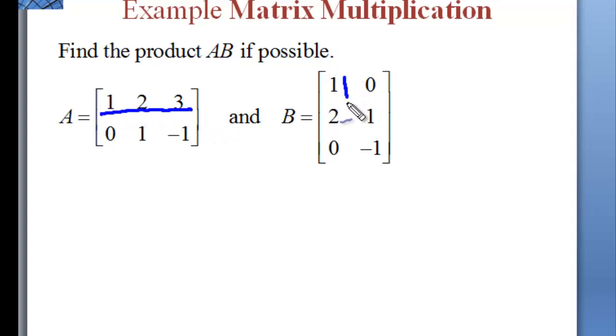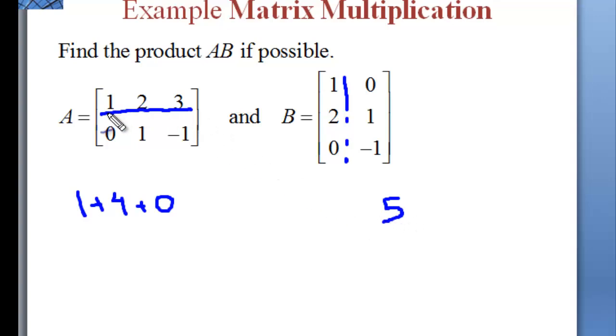and the first column, and we take it item by item. So first we do 1 times 1, we get 1. Then we do the second item by the second item. 2 times 2 is 4, and the third by the third is 0. So we add them all together. 1 plus 4 is 5.